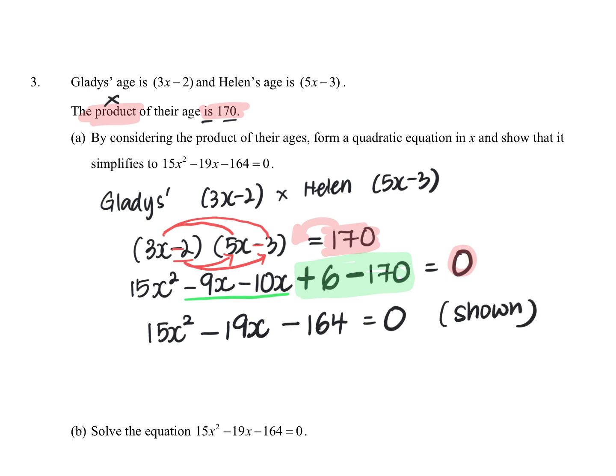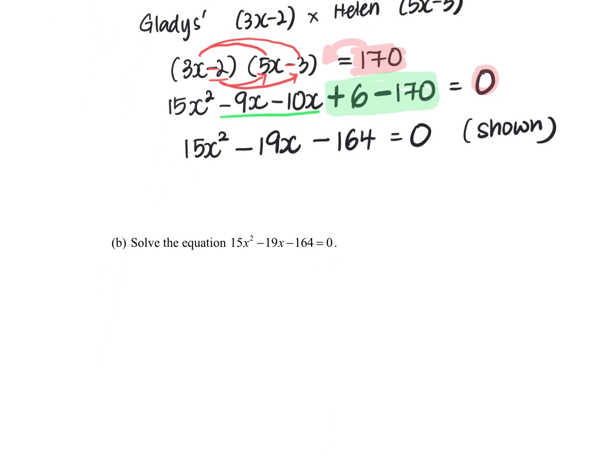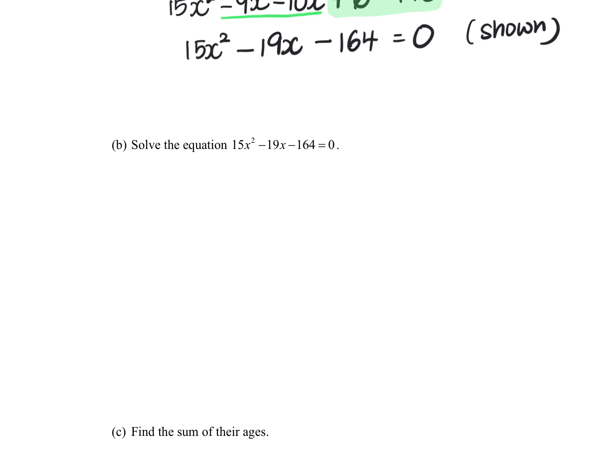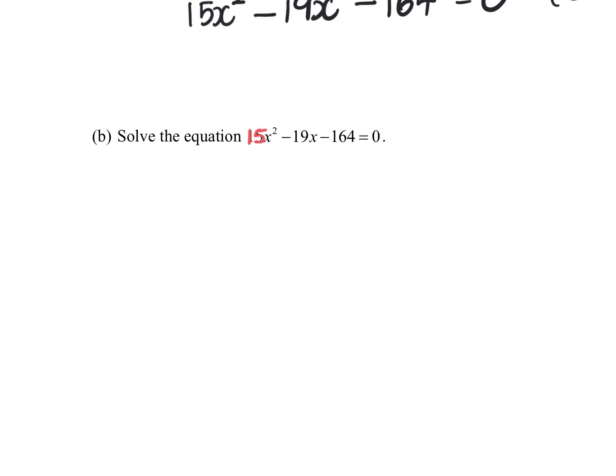Right? After we know this, even if let's say I don't know how to do 3a, I can still do 3b. Solving the equation over here, very obvious. A is the number of units for x squared. A is 15. What about B? B is -19. Then C is -164. So I'm going to write this down. A is 15, B is -19, C is -164.